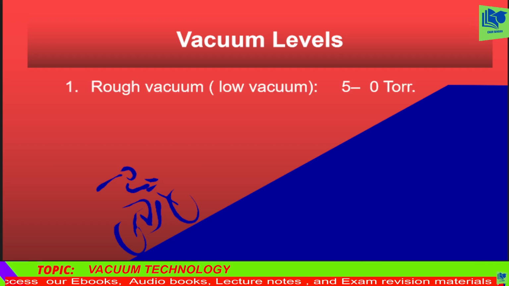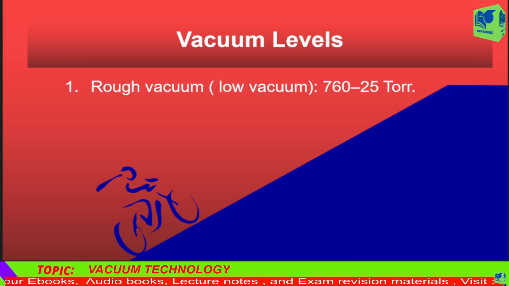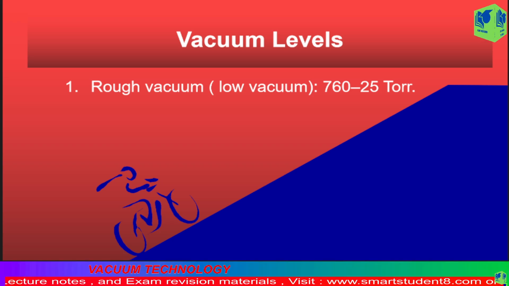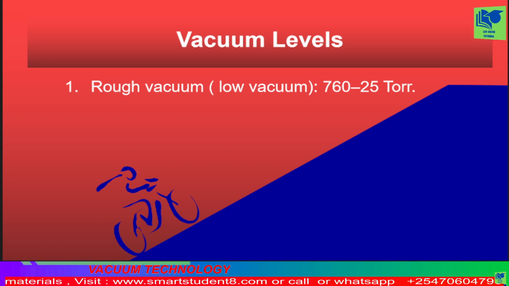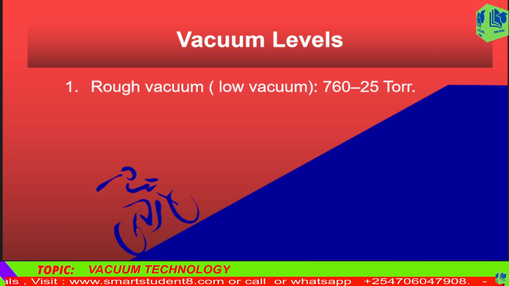1. Rough vacuum. The first level is called a rough vacuum, also known as low vacuum, 760 to 25 torr. Think of this as the entry-level vacuum, where the pressure is reduced but not to any extreme degree. Rough vacuums are commonly used in industries for tasks like vacuum sealing food packages to keep them fresh for longer. When you buy a bag of vacuum-sealed coffee, that's a rough vacuum at work.